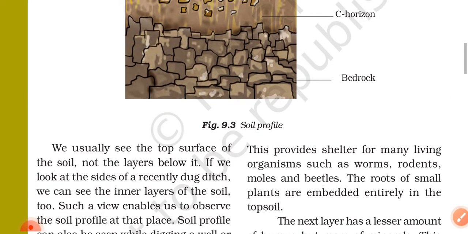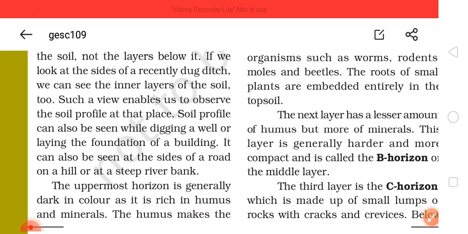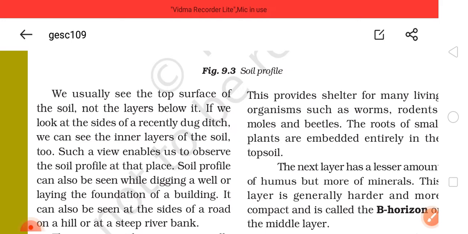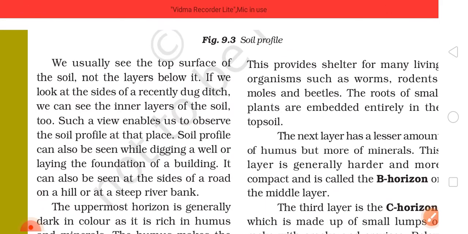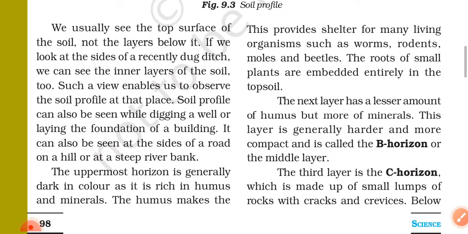Figure 9.3 Soil profile. We usually see the top surface of the soil, not the layers below it. If we look at the side of a recently dug ditch, we can see the inner layers of the soil too. Such a view enables us to observe the soil profile at that place. Soil profile can be seen while digging a well or laying the foundation of a building. It can also be seen at the side of a road or a hill or at a steep river bank.